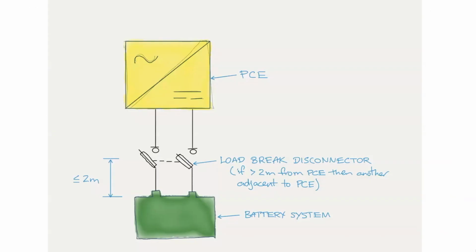The other consideration is location. In the case of a battery system connected to PCE, PCE being like an inverter or charge controller, you're required to have a load break disconnector within 2 meters of the battery system and in line of sight. And if the inverter is greater than 2 meters away, you need one at the inverter end as well. So I've only shown one here because the inverter is within 2 meters of the battery system. But if the inverter was 4 meters away, I'd need a load break disconnector at the PCE end as well.